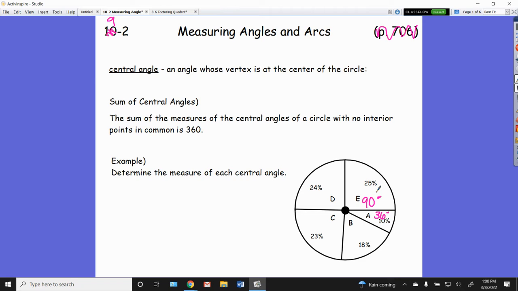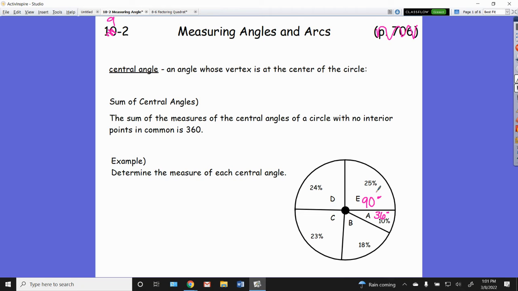What? 3.6. That was a good job, Logan. Tough math. Okay. I try to find 18%. 0.18. Baby, 0.18 times 360 is not 2,000. Oh, I did 360. Yeah.